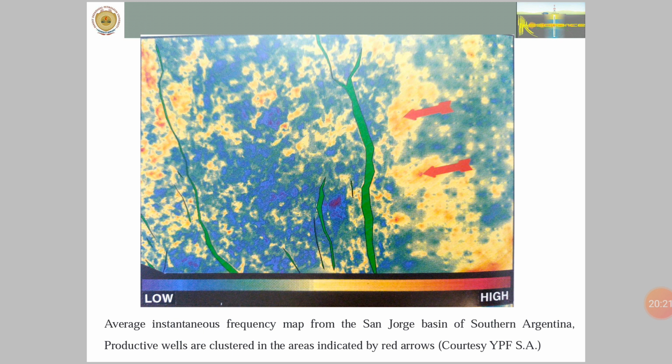The average instantaneous frequency, which is red in color, is high frequency, and which is blue in color is low frequency. So in the central part between the faults we have low frequency. On the flank part we have high frequency, which is shown by yellow and darkish yellow, which tells us that there is a possibility of gas presence, and it has been established by the production wells.